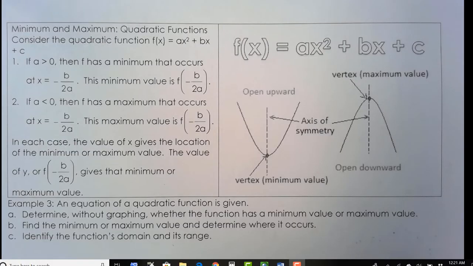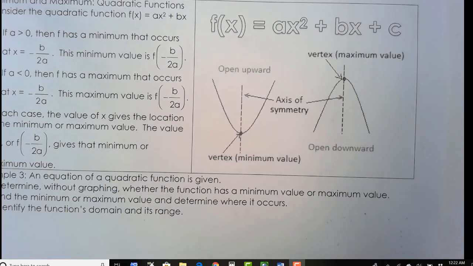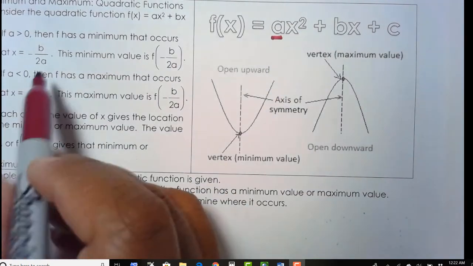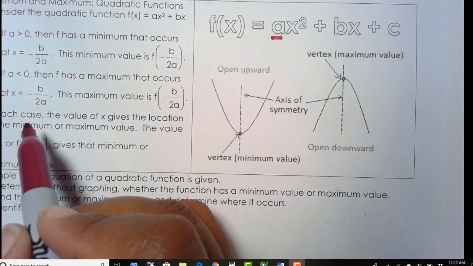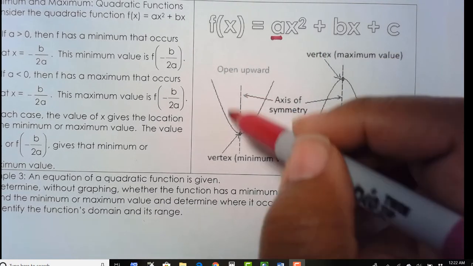All right, so we're going to look at the following function, f of x is equal to ax squared plus bx plus c. And what is not new is how to identify if the parabola opens up or down. We know when a is greater than 0, the parabola is going to open upward.